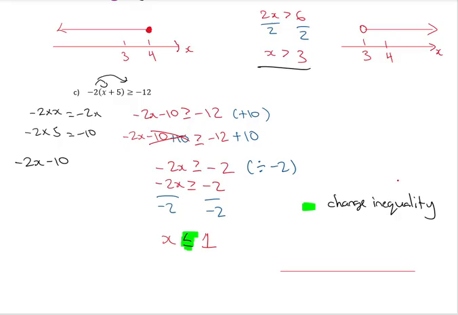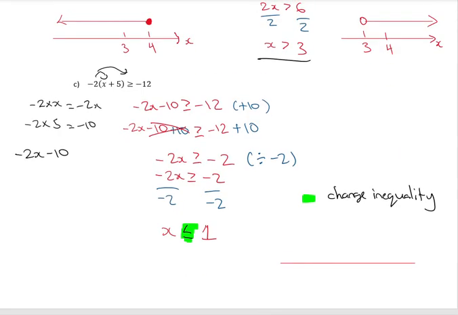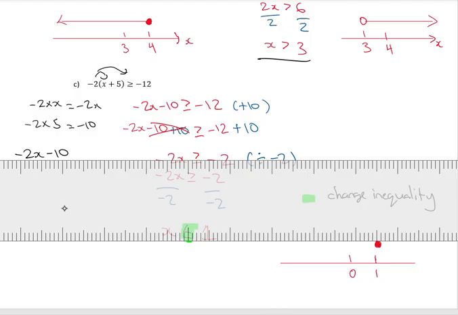And that's one mark there. Now the final one, okay. So we solved this all to be x is less than or equal to 1. I could just say this is 0. This is the number 1 right here. I am just going to shade the circle in because I know it's a closed circle.